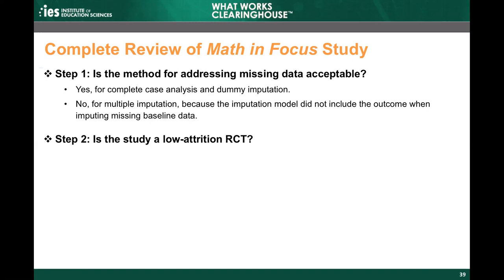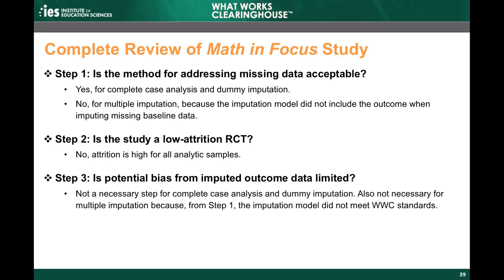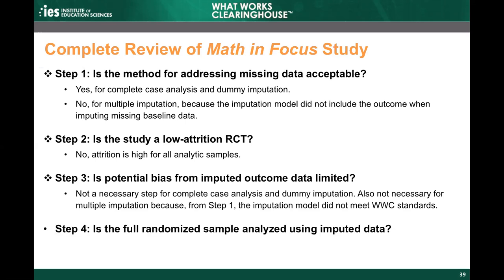Step two, is the study a low attrition RCT? And the answer is no. Attrition is high for all analytic samples in this study. Step three, is potential bias from imputed outcome data limited? We do not actually need to apply this step to any of the analyses for this specific example, because no outcome data were imputed for complete case analysis and dummy imputation. Furthermore, it is not necessary for the multiple imputation analyses, because we know from step one already that that analysis will not meet WWC standards, so there's no point in reviewing it further.